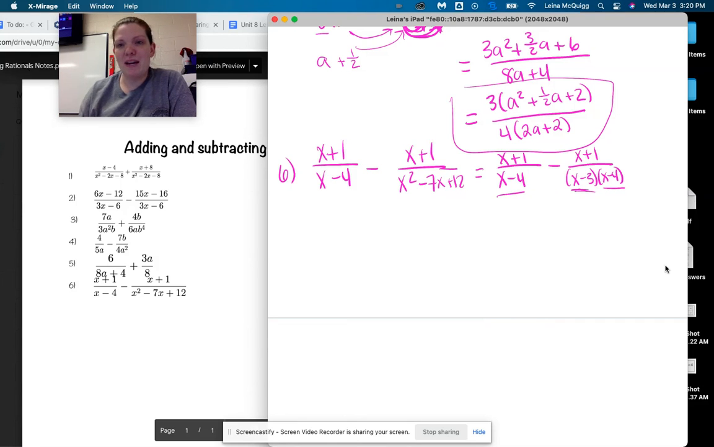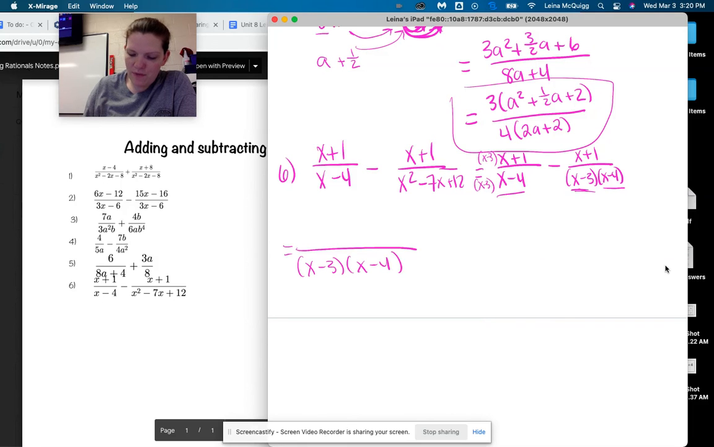All right, so now I can see I have this x minus 4 already, so I just need to multiply my first fraction by x minus 3. So I'm going to do x minus 3 in the top, x minus 3 in the denominator. I'm going to leave the denominator in factored form. So this is going to equal x minus 3 times x minus 4. And in the numerator, I have to distribute. So x times x is x squared plus x minus 3x minus 3. And then I'm still subtracting minus x and minus 1.